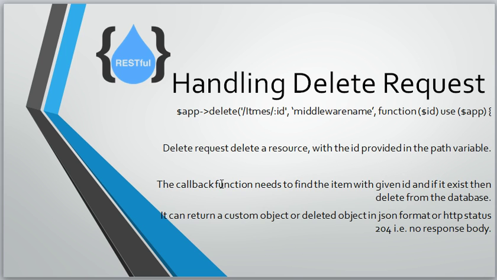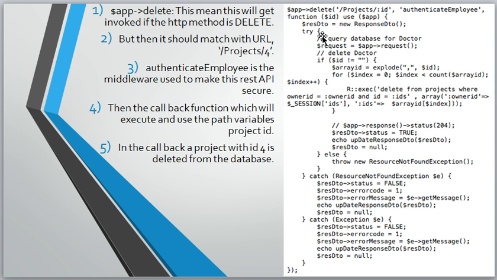Now let's see how to write the actual code. 1. @delete. This means this will get invoked if the HTTP method is delete. 2. But then it should match with URL/project/ID. 3. Authenticate employee is the middleware used to make this REST API secure and allow authorization. 4. Then the callback function which will execute. 5. Then the object of response DTO is created.